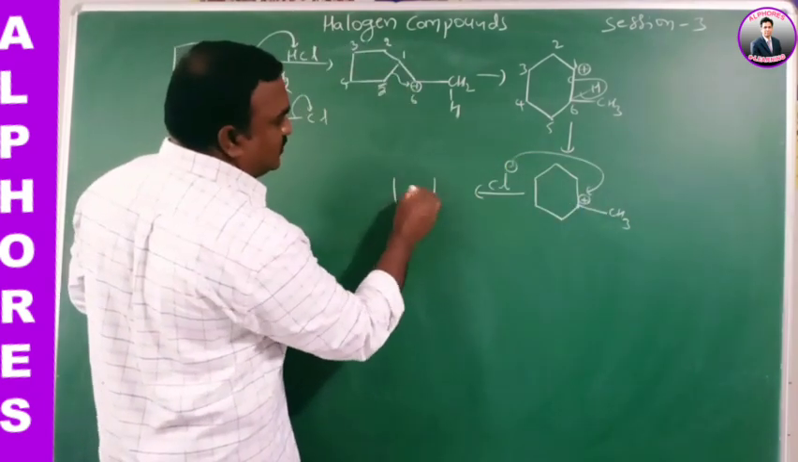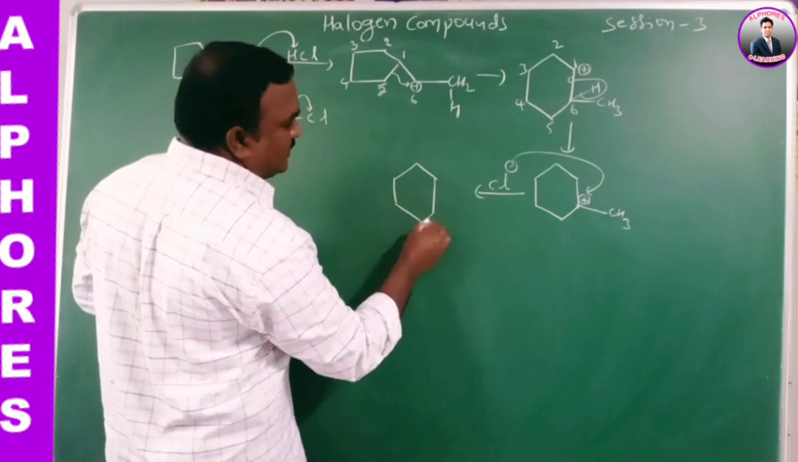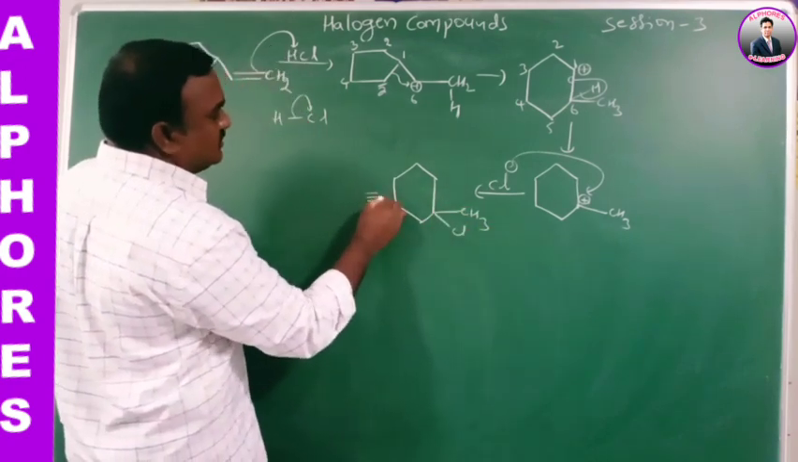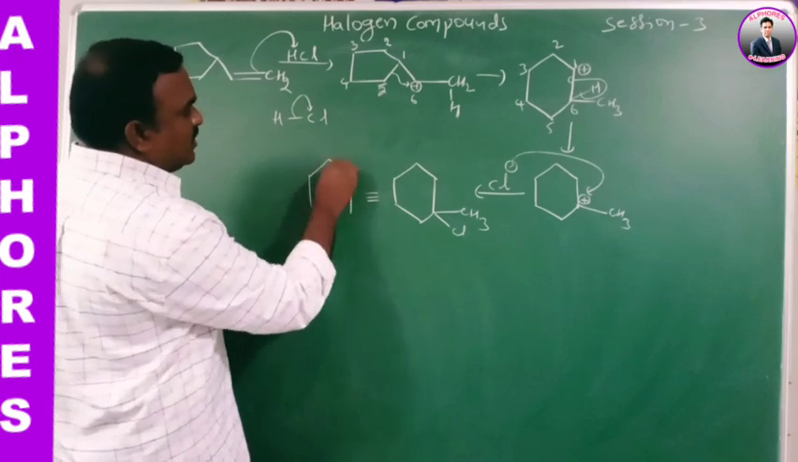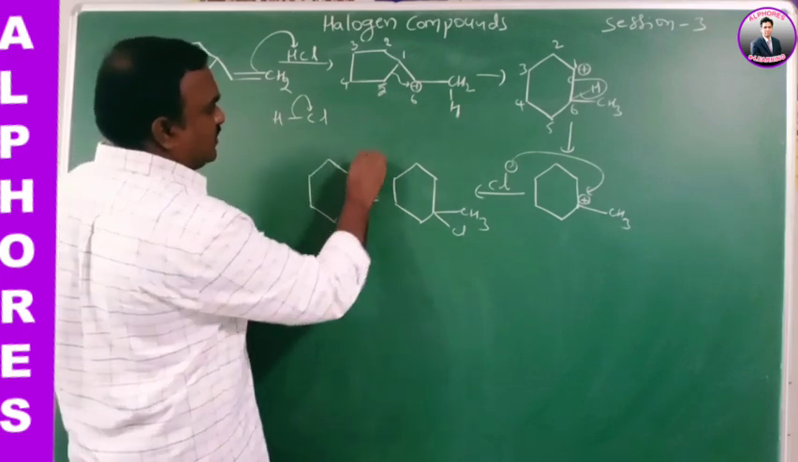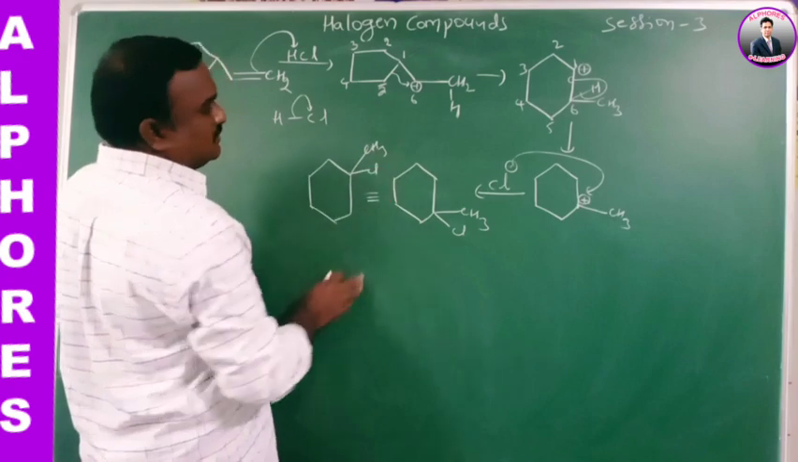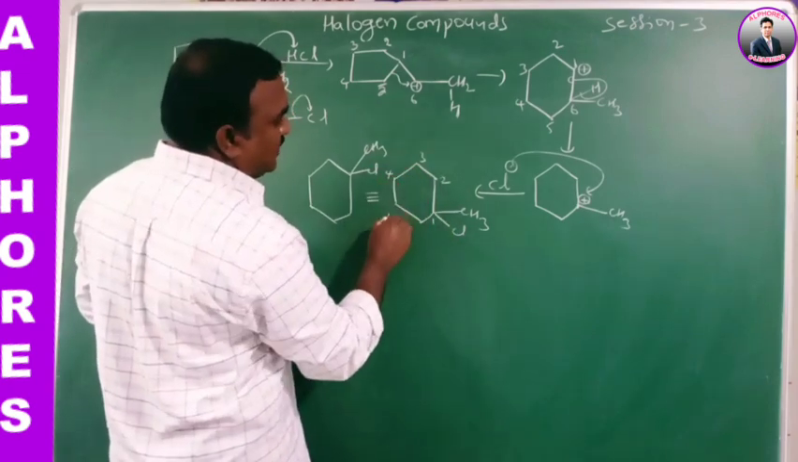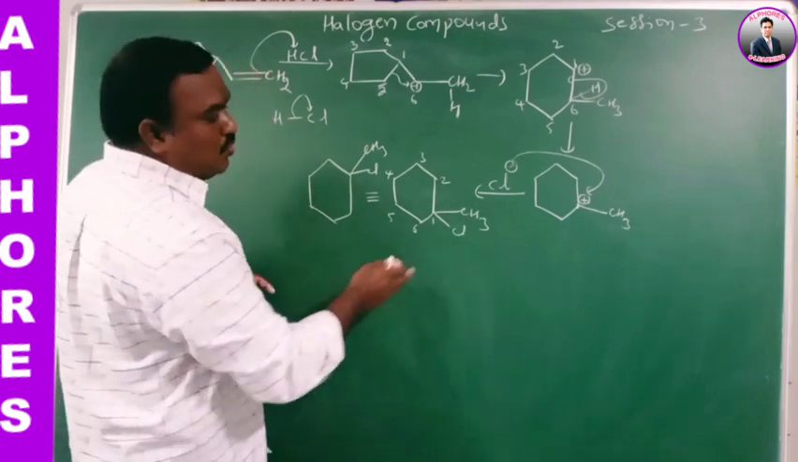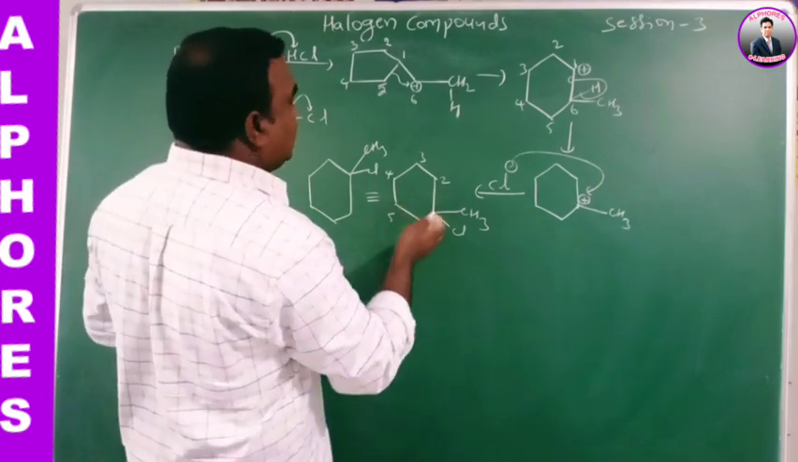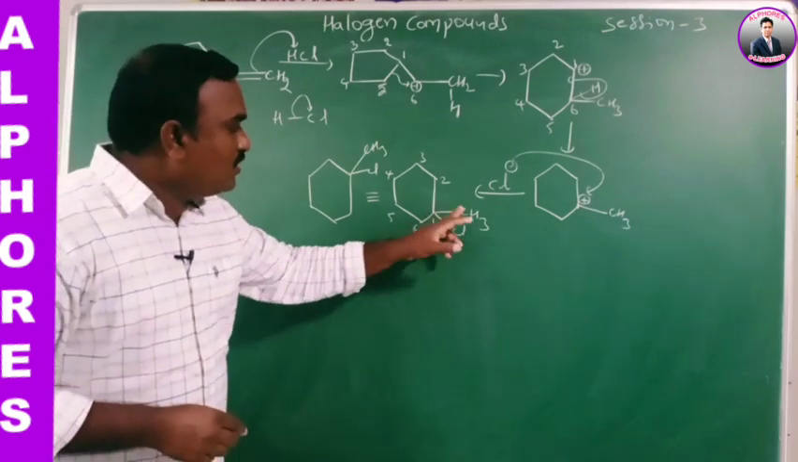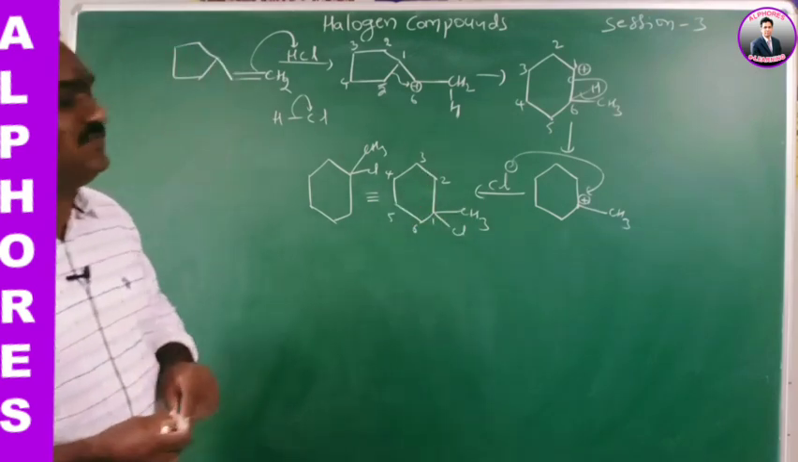Then form the compound like this. Here CH3Cl. According to numbering, the first priority is given to Cl. 1, 2, 3, 4, 5, 6. 1-chloro-1-methylcyclohexane is formed here.